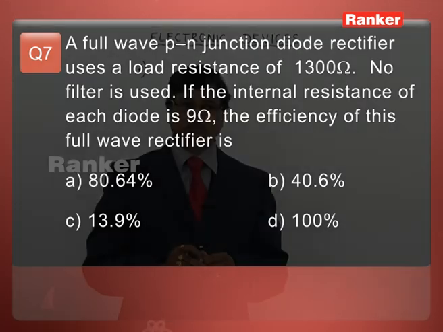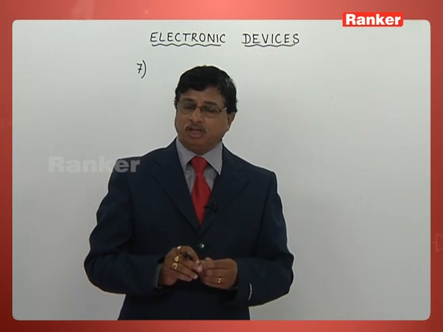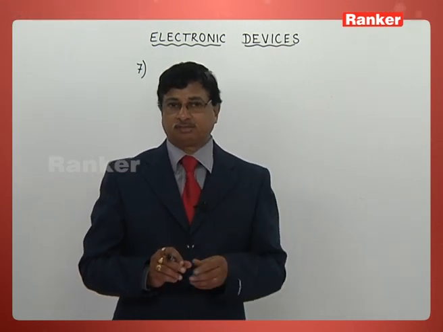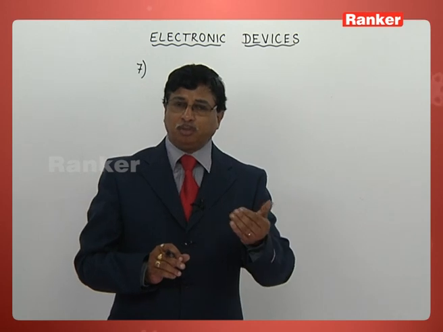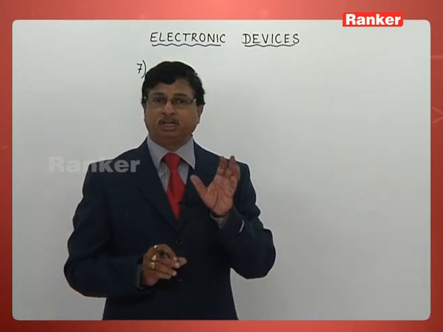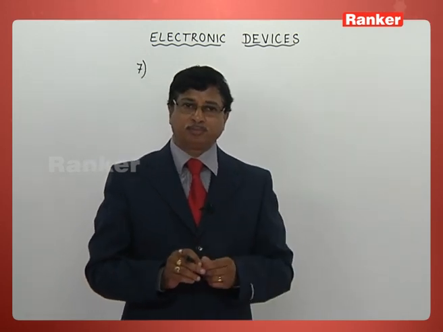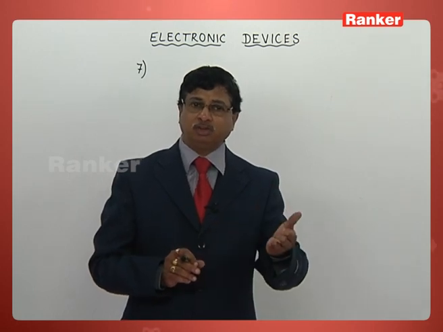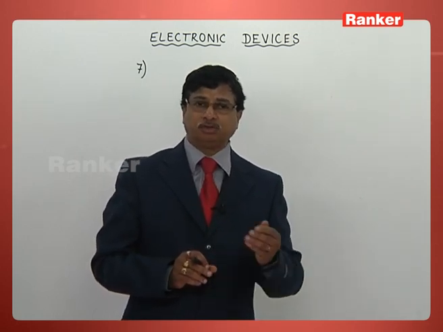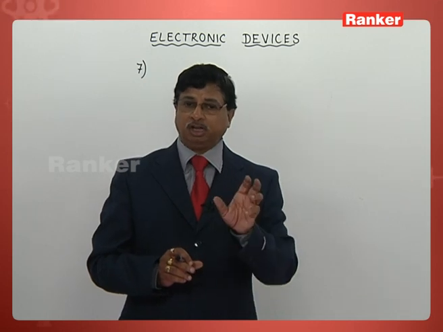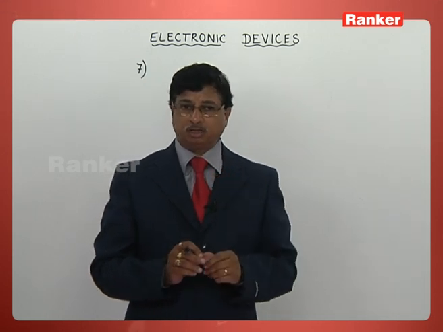100% is ruled out. 13.9% is very, very less. So 40.6% usually we will be getting for a half wave rectifier. Certainly more than that one it will be. So 80.64 obviously will be the answer, no doubt. But let us see what is the formula for that.